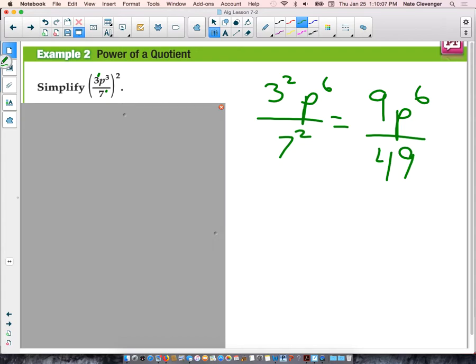What operation is implied between 9 and 49? If I took away the p to the 6th, what would be implied between 9 and 49? A fraction, which would make what operation? What operation is implied by a fraction? Division. Okay. So we're not going to subtract those, because that's division.